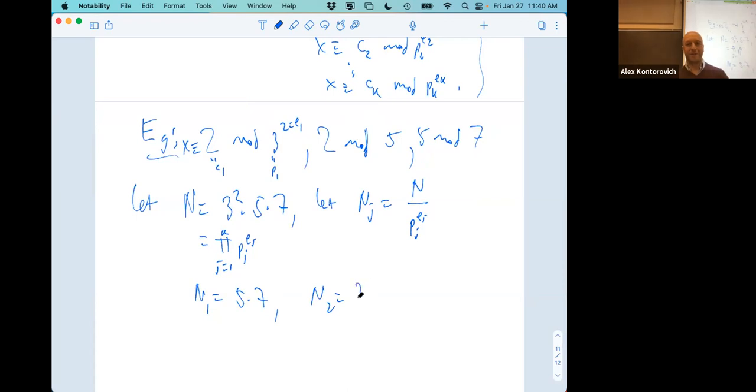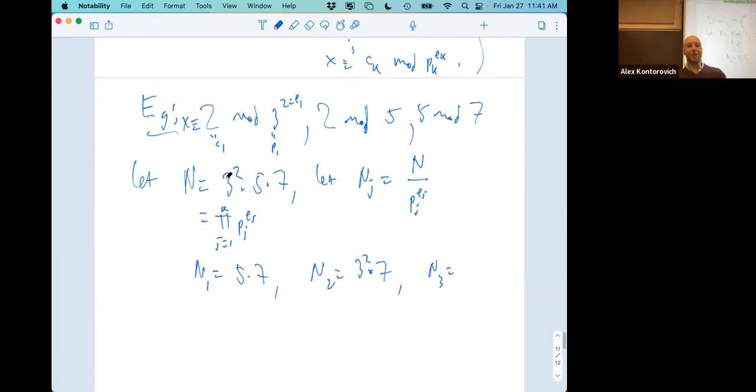I know I'm going very fast, but I think this is something that a lot of people know. And anyway, it's completely elementary. 3 squared times 5 times 7 divided by 7 is just 3 squared times 5. Okay, that's these numbers. Now find, so then n_j and p_j to the e_j are co-prime.